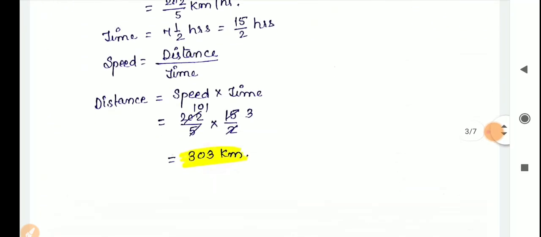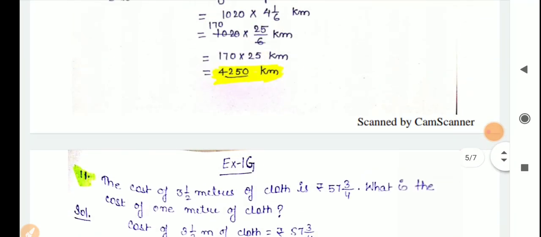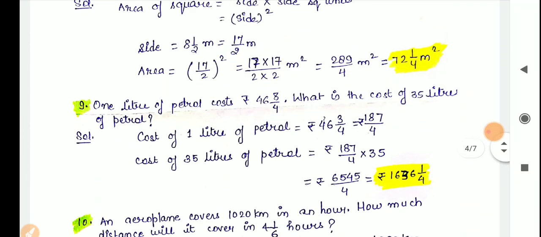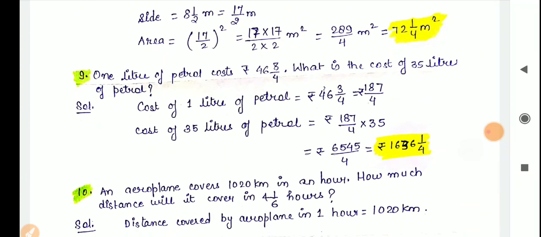Okay? So similarly here also in question number 9 they have given the cost of 1 liter of petrol and they are asking about the more liters. So if they are asking about more liters, then you have to multiply, and if they are asking for less, like each or one piece, so there you will divide. Okay, when the question comes I will tell you.